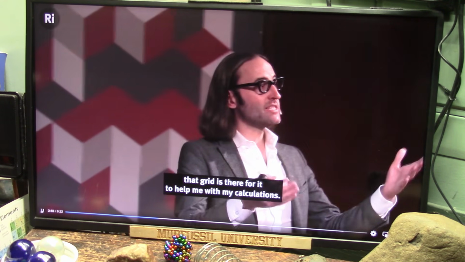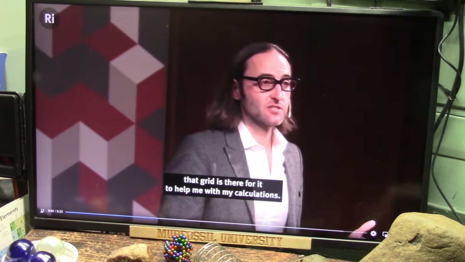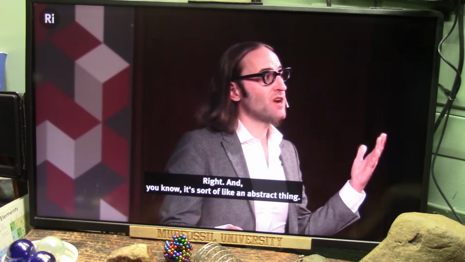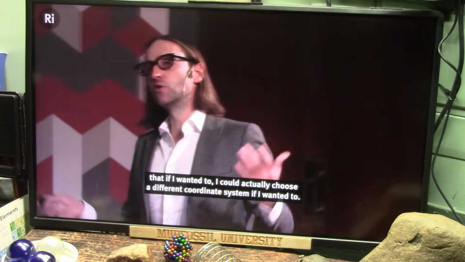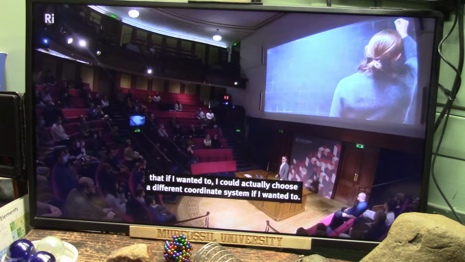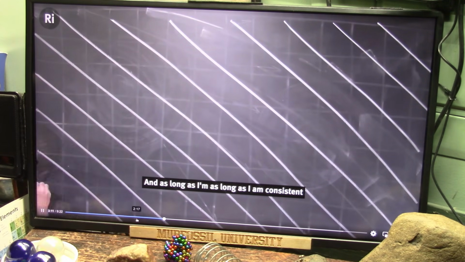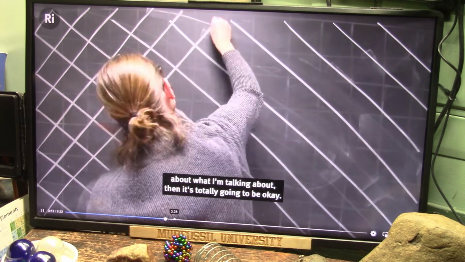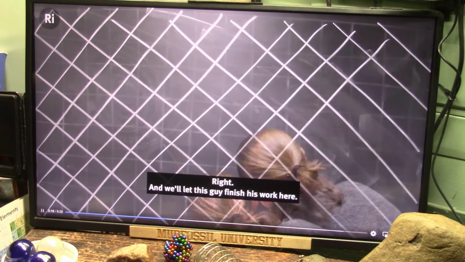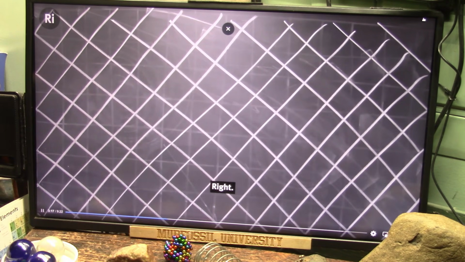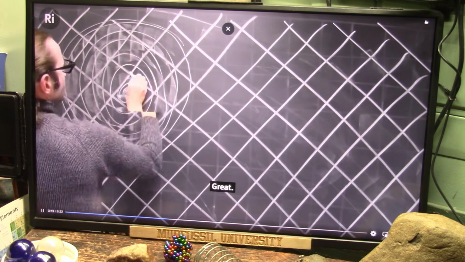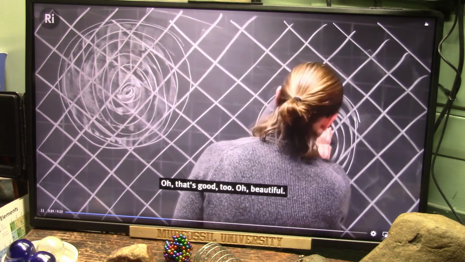Here we go. The grid is there to help me with my calculations, right? It's sort of like an abstract thing, and it's so abstract that if I wanted to, I could actually choose a different coordinate system, right? And as long as I am consistent about what I'm talking about, then it's totally going to be okay, right? And we'll let this guy finish his work here, right? Great, very good. Oh, that's good too. Oh, beautiful. He's an artist.